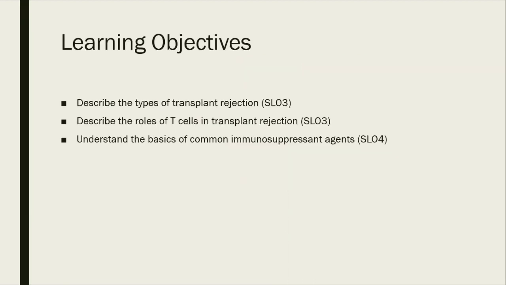Even the learning objectives are quite straightforward: describing some different types of transplant rejections, the roles of T cells in these types of rejections, and understanding some of the basics of common immunosuppressant agents. A lot of those immunosuppressant drugs we're going to talk about in other classes, in the GEM class again, so that's why I am not repeating myself in this class.